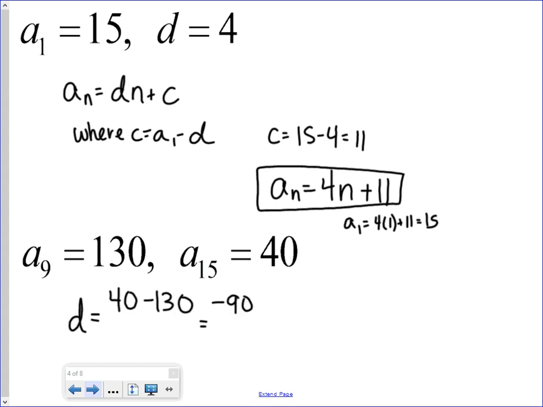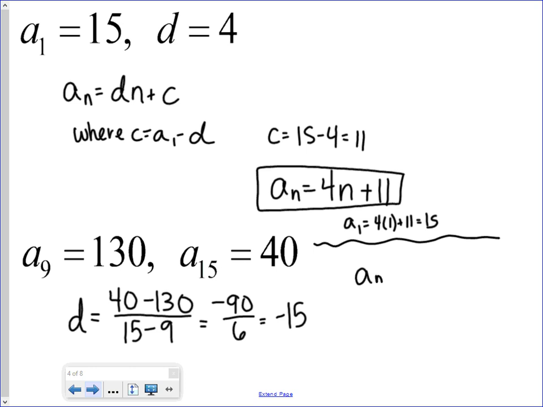Okay. But that was not in a single jump. I went from the 9th to the 15th term. So how many jumps, or how many terms did I take right there? 15 minus 9, the later term minus the earlier term, would give me 6. And negative 90 divided by 6 is negative 15. So I can find my common difference if I treat my common difference like my slope, that constant rate of change. So once I have the common difference, I can go ahead and think about my rule.